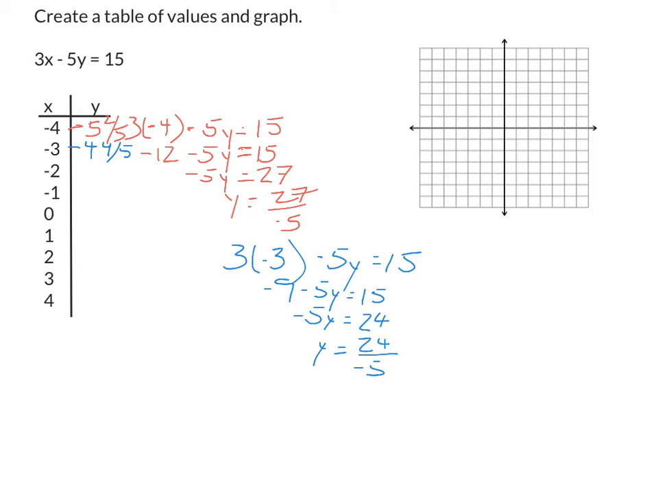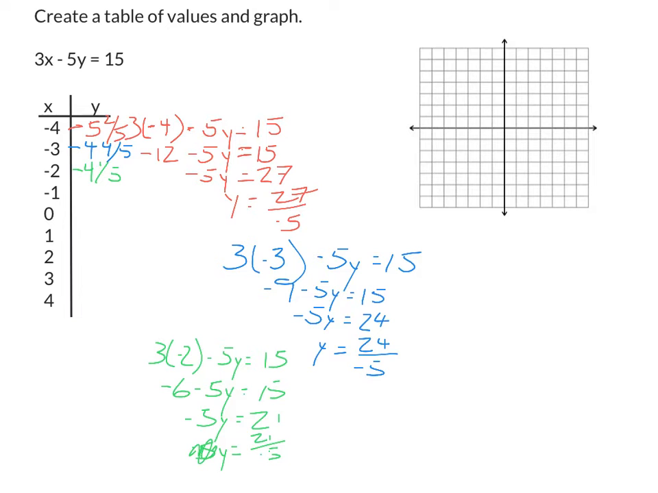Let's keep it going. Let's do -2. So 3 times -2 minus 5y is equal to 15. -6 minus 5y is equal to 15. -5y then would be equal to 21. So y is just going to be 21 over -5. And 5 goes into 21 again 4 times, this time with 1 left over.